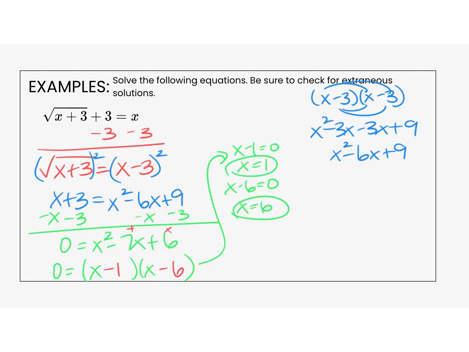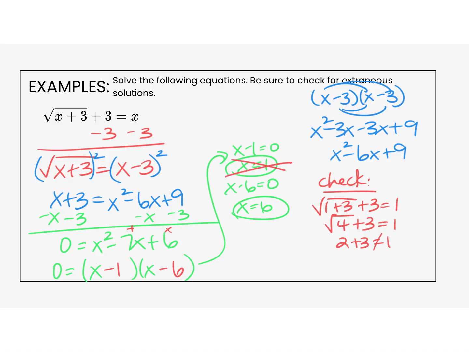I need to check. So I have to check both of them. So I have the square root of 1 plus 3 equals 1. So that's the square root of 4 plus 3... Square root of 4 is 2. Well, that doesn't work, right? 5 does not equal 1. So that's an extraneous solution.